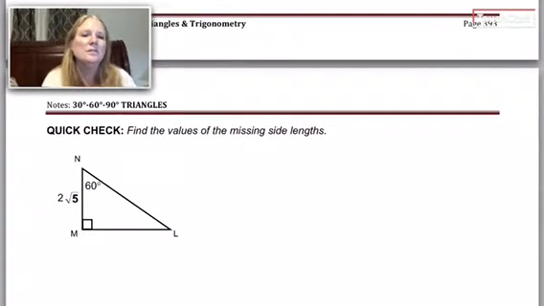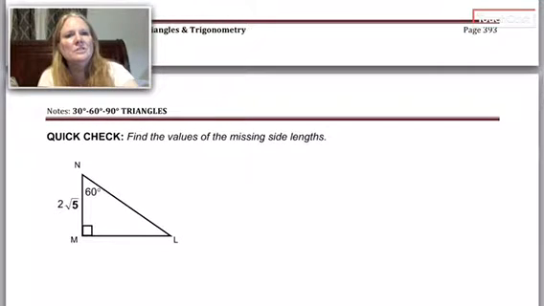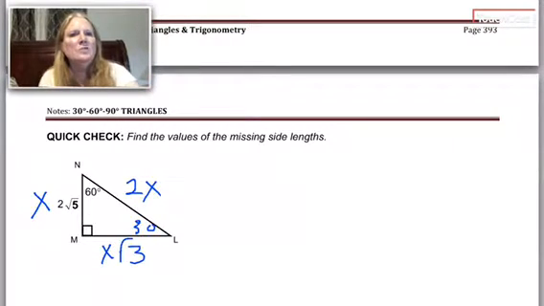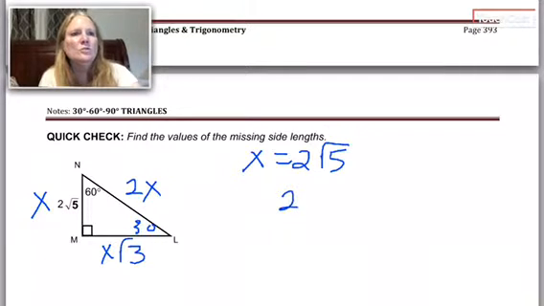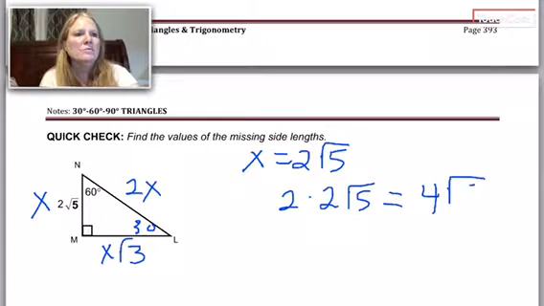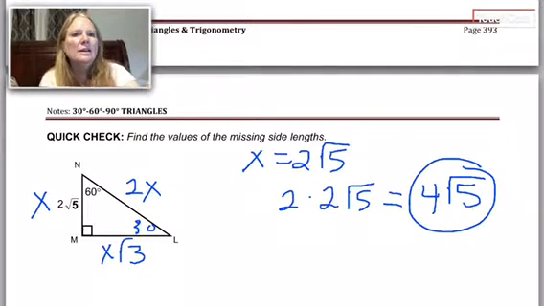On these quick checks, it would be good if you would pause the video first and see if you can write the answers yourself. But if this is my 60-degree angle, this is obviously my 30 here. So this is X, 2X, and X to the square root of 3. So my picture is telling me that X is equal to 2 to the square root of 5. So that would make 2X, 2 times 2 to the square root of 5, which simply equals 4 to the square root of 5. So LN is 4 to the square root of 5.